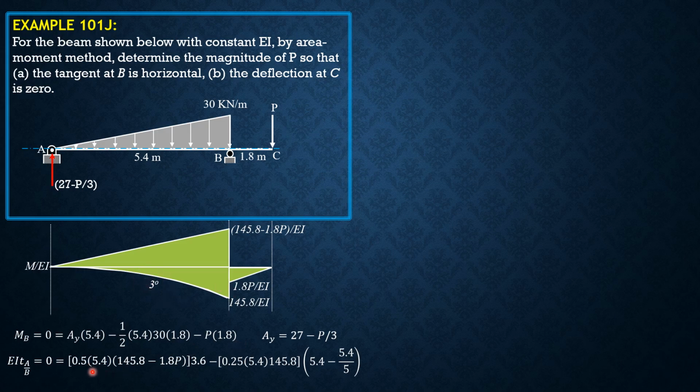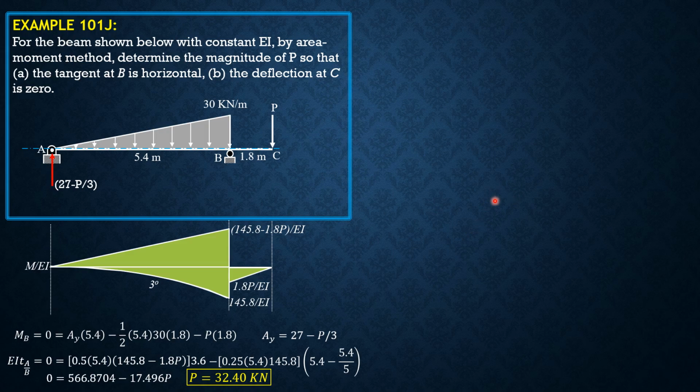Simplifying, combining the constants, 0.5 of 5.4 times 145.8 times 3.6 minus 0.25, 5.4, 145.8 times quantity 5.4 minus 5.4 over 5, that would be 566.8704. Then for the P's, 0.5 of 5.4 times 1.8 P times 3.6, so that's negative 17.496 P. We can now solve for P. 566.8704 divided by 17.496. So P is equal to 32.4 kilonewtons, just like in double integration method.